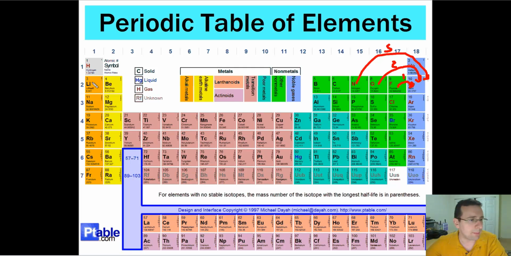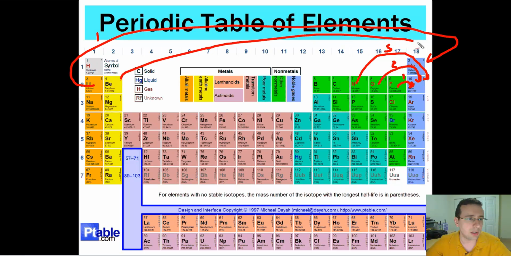What about the people on the left side of the periodic table? Well, for them, it's going to be easy to actually give away electrons. Because you see, if lithium gives up a single electron, he actually becomes just like helium. So by giving up 1 electron, he becomes like helium. Beryllium, if he gives up 2 electrons, becomes just like helium. Boron, if he gives up 3 electrons, becomes like helium.